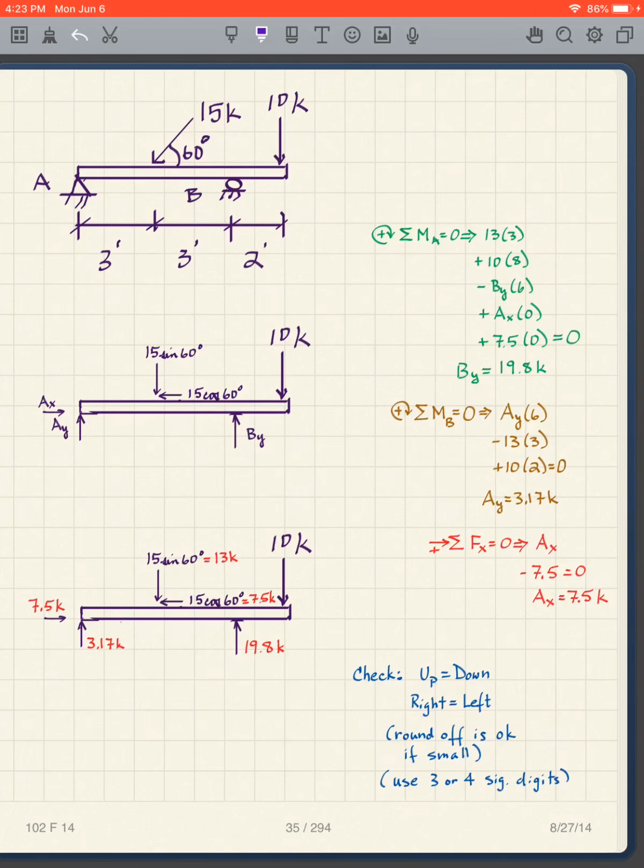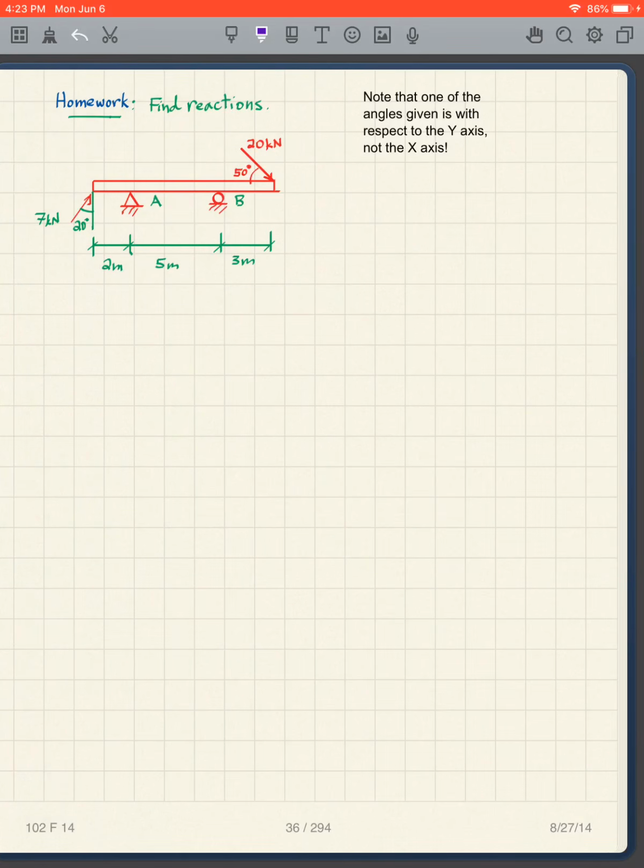And I'll just mention that in engineering we'll use 3 or 4 significant digits. In other words, we don't use 10 significant digits. And we don't use 1 significant digit. Generally in engineering practice it's 3 or 4 significant digits. So that's what you want to use for the rest of your career. So this is not just in this class, but for the rest of your career, you're going to use 3 or 4 significant digits. Okay, so I want you to work this problem.